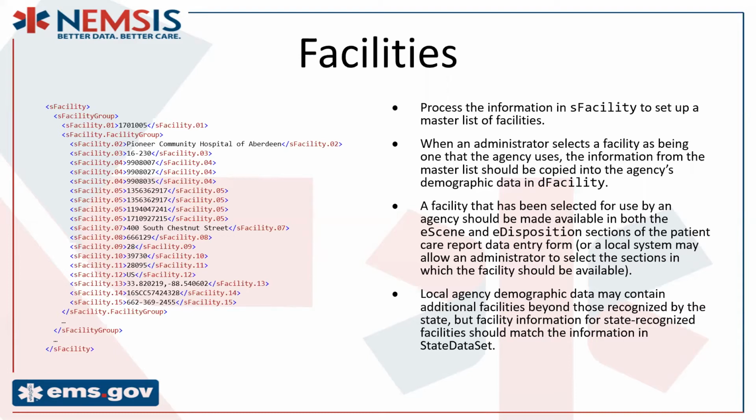So an example where an agency might have a facility that's not recognized by the state. Well, for example, here in the state of Oregon, the state only manages the hospital list. So the agencies may go to other facilities that are not hospitals, and they just set those facilities up locally and add them to their list. But when they add a hospital to the list, we want them to use the exact information that the state has provided for the hospitals.